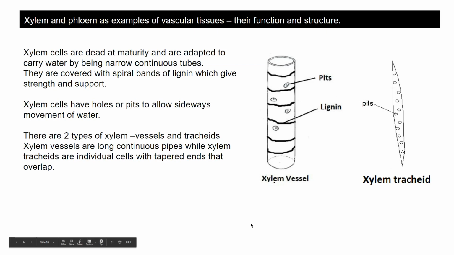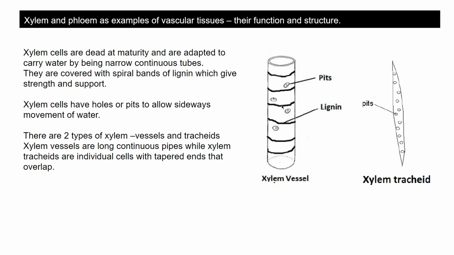Now we're going to look at xylem cells in a bit more detail. Xylem cells, these are the cells that carry water. They're dead at maturity, so once they reach full size, the cell contents die away and all you're left with is an empty cylinder. So they often form long continuous tubes like drinking straws, and to strengthen them, they're covered with spiral bands of a very tough material called lignin. Okay, so we have spiral bands of lignin around the outside. They prevent the xylem vessels from collapsing.